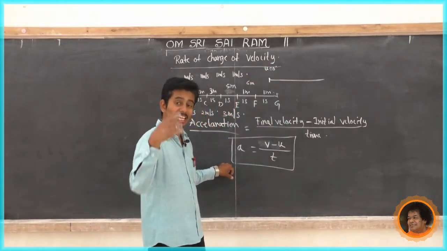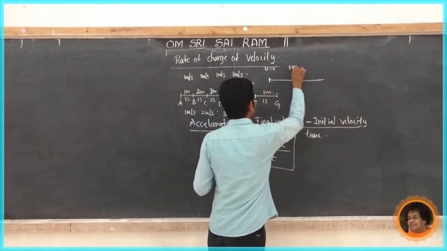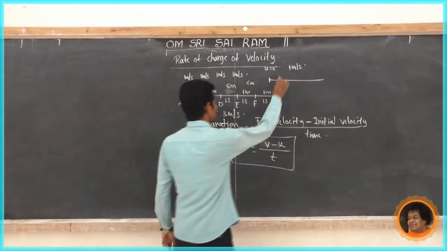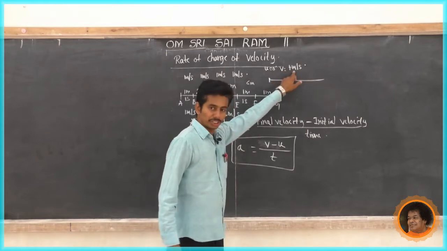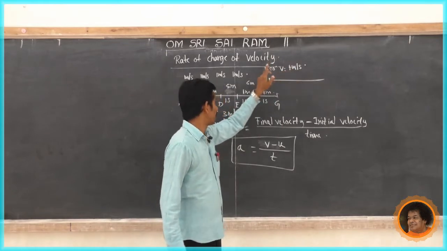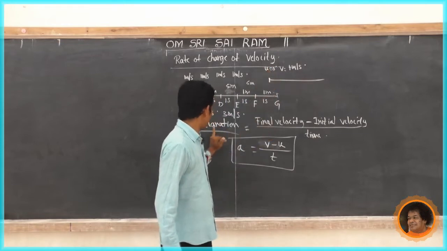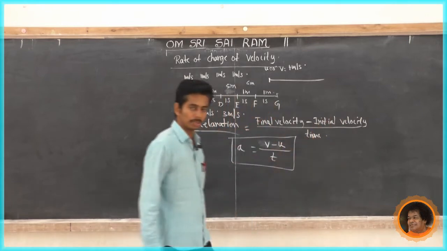Afterward, it attains a velocity of 4 meter per second. Now tell me, what is v? v equals 4 meter per second. So the final velocity is 4 meter per second and the initial velocity is 0 meter per second. Acceleration equals final velocity minus initial velocity divided by time.